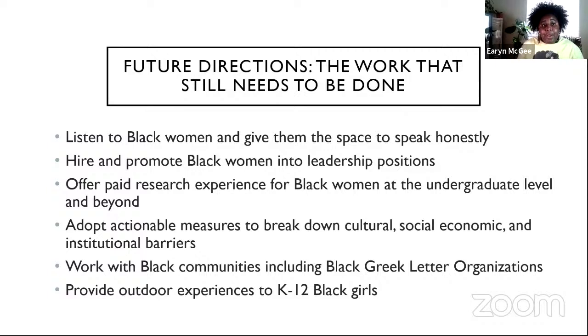We need to hire Black women in leadership positions, offer paid research experiences for Black women at the undergraduate level and beyond, adopt actionable measures to break down cultural, socioeconomic, and institutional barriers. We should be working within Black communities, including with Black Greek letter organizations. And one of the things that we found is that we need to create outdoor opportunities for Black girls. And this is exactly what I did in my final chapter.